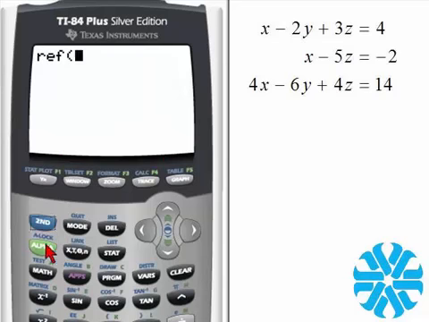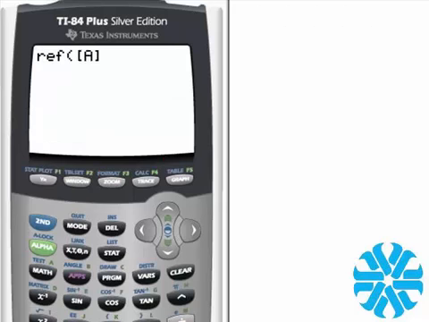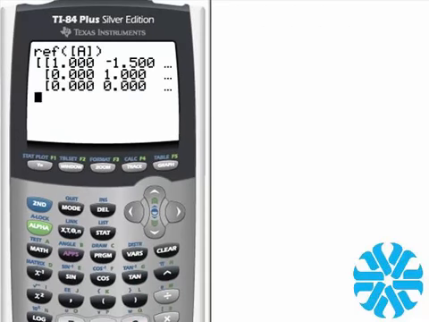Let's go back to the matrix mode. And we want matrix A. Select enter. And close the parenthesis. And then enter. Okay, here's our matrix in reduced echelon form.